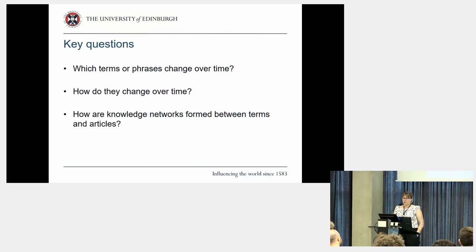And how are articles that reference slavery related? Where are the knowledge networks made? Where is knowledge expressed about race and slavery? And how is it connected through each edition and across editions?